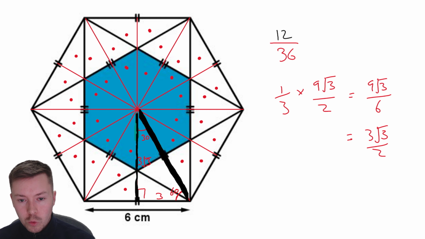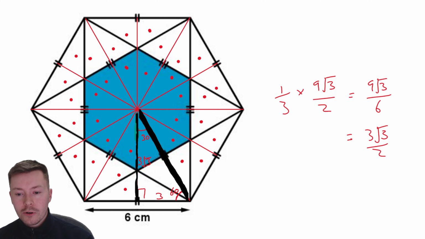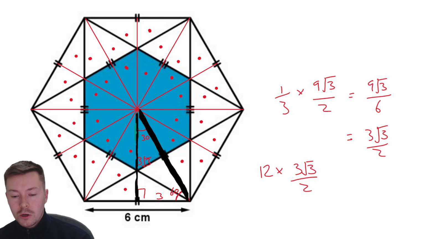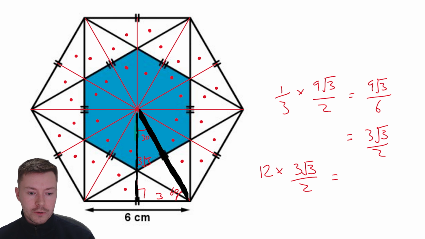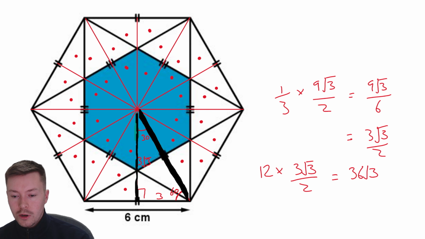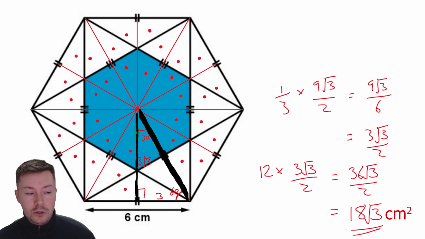Now, like we said earlier, there's 12 out of the 36, so I need 12 lots of this. I can get rid of that now, that was just a note to myself. 12 times 3 root 3 over 2. 1, 2, 3, let me check this, 1, 2, 3, 4, 5, 6, yeah, there's 12. So 12 times 3 root 3 over 2, that's going to be 36 root 3 over 2, which is equal to 18 root 3, which is the final answer. So the area of the blue section here is 18 root 3, which I think is quite a nice solution.